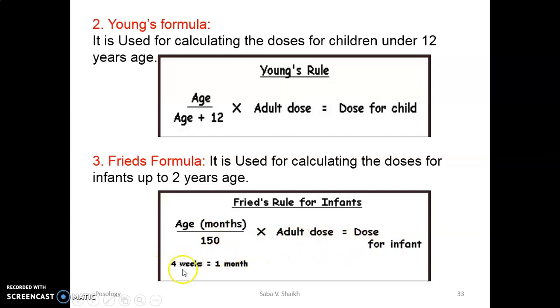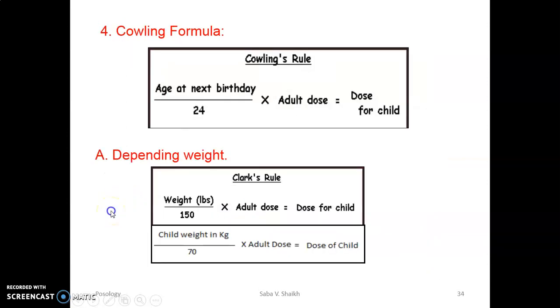For reference, 4 weeks is equal to 1 month. In case a question says the child is 6 weeks of age, calculate the dose, you have to convert the value according to 4 weeks equal to 1 month. So 6 weeks is equal to how many months? That value you write in front of age and calculate the complete formula to get the dose for the infant. This is Fried's formula.